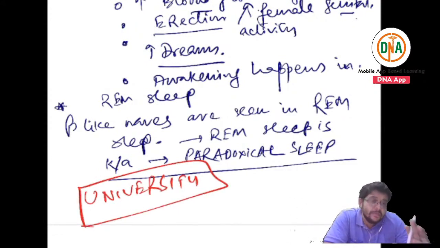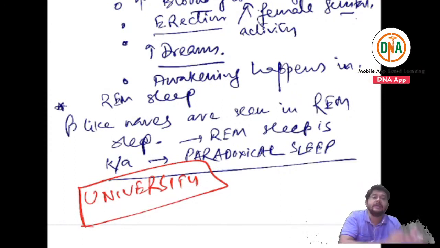Basically what happens, beta or beta-like waves are seen in this kind of sleep, but we know that beta-like waves are mostly seen in the awake state, yet they are seen in a type of sleep. In sleep, if we find an awake EEG, then it becomes paradoxical.